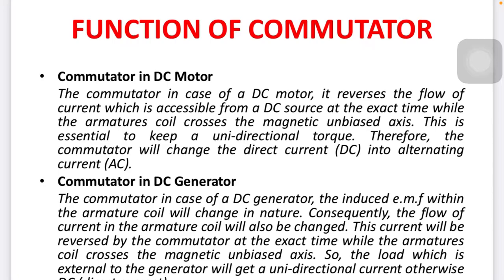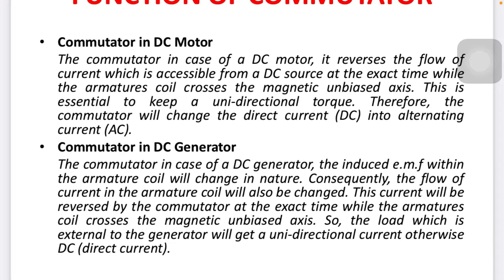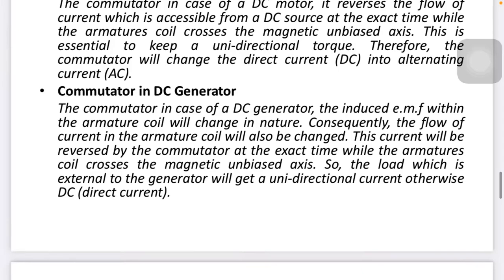In the case of a generator, the commutator in a DC generator works where the EMF within the armature coil changes its nature. Consequently, the flow of current in the armature is also changed. This current is reversed by the commutator at the exact point while the armature coil is crossing the magnetic neutral axis, so the load externally connected to the generator gets unidirectional current, that is, DC current.